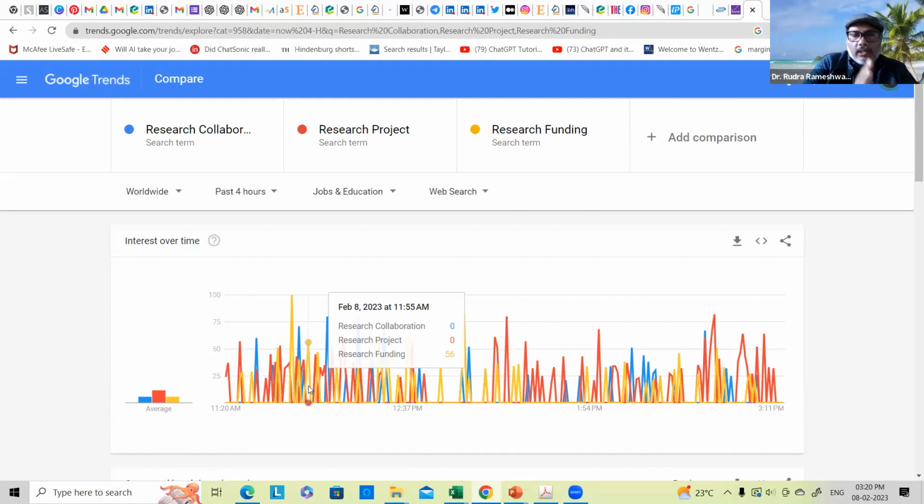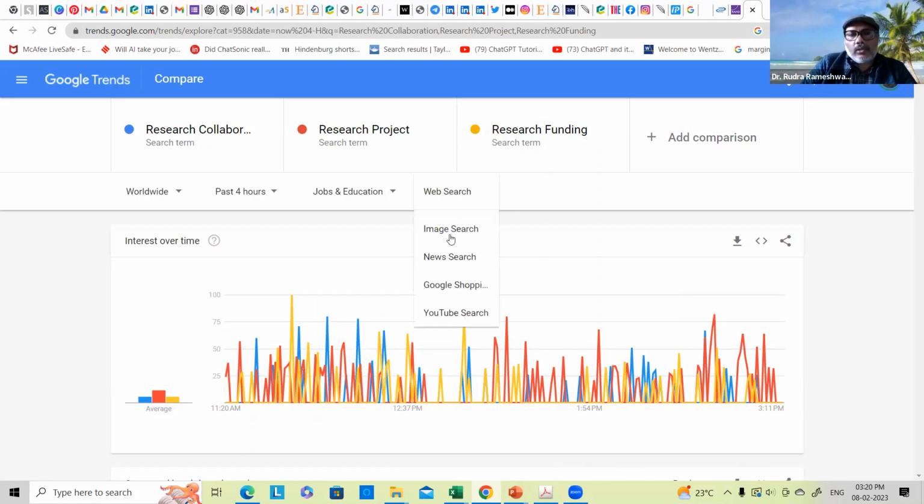Here you can see research funding is only announced, but it is not proven. That is also an interesting fact which I thought to share with you. So you can search it in that search. It is very much important for image and news as far as this is concerned.